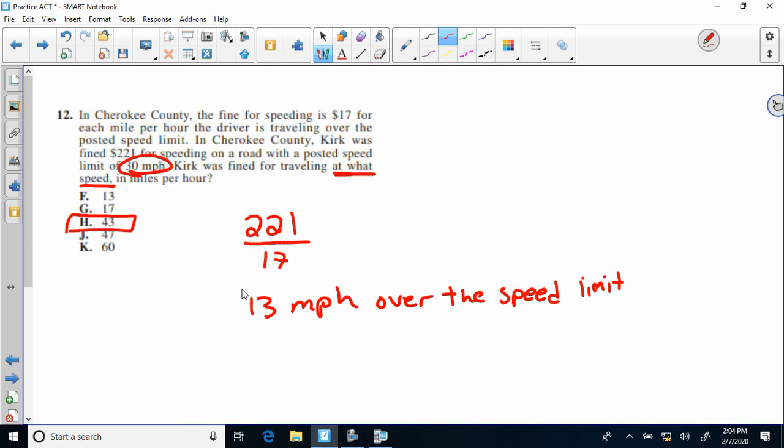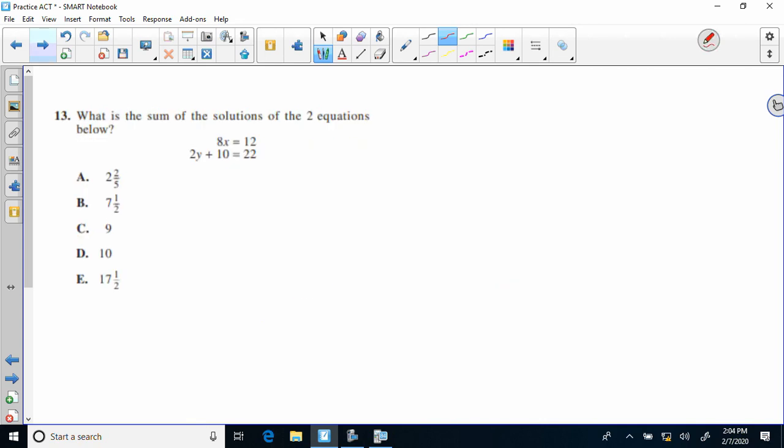So number 13, it says, what is the sum of the solutions of the two equations below? So you've got two equations. You're going to separate them out. You've got this equation that says 8x equals 12. You also have this equation that says 2y plus 10 equals 22. They want the solutions, which means solve them. So I'm going to solve them.